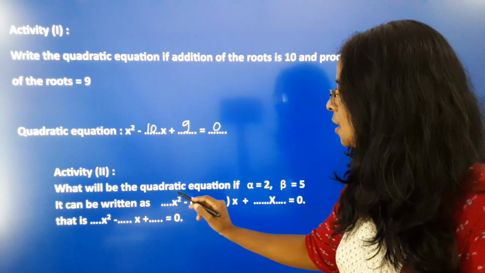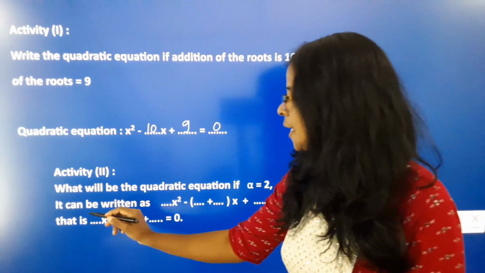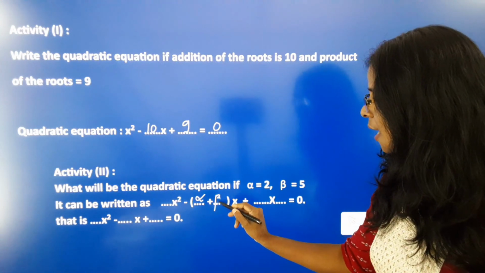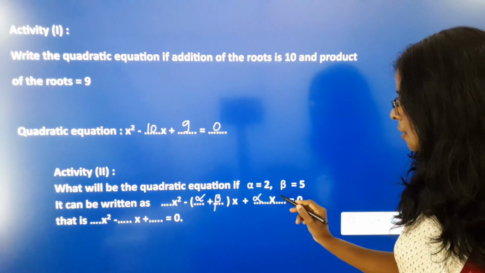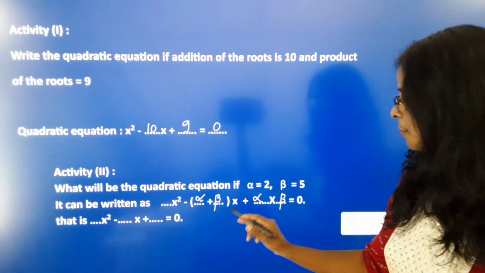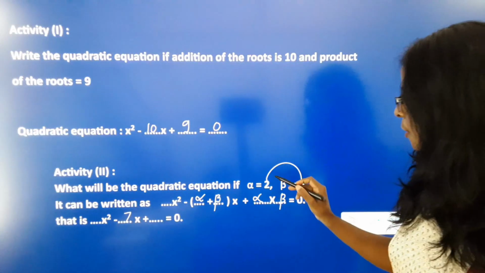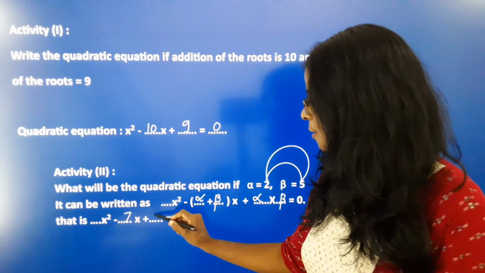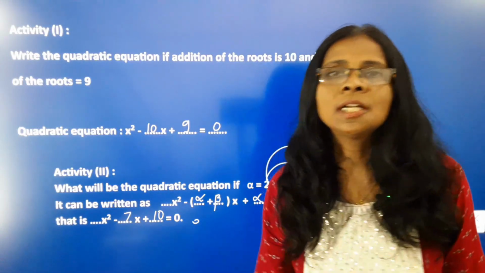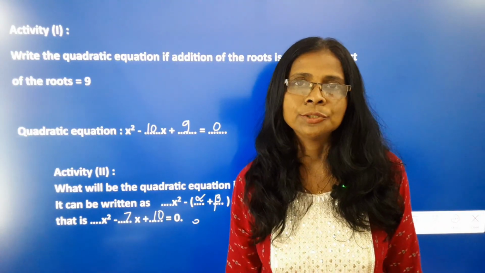Second, what will be the quadratic equation if α = 2, β = 5? It can be written as x² - (α + β)x + αβ = 0. So that means x² - (α + β), that is the sum of these two, that means 7, and the product of these two, that means 10. So here x² - 7x + 10 = 0, which is the quadratic equation formed from the roots of the given quadratic equation.